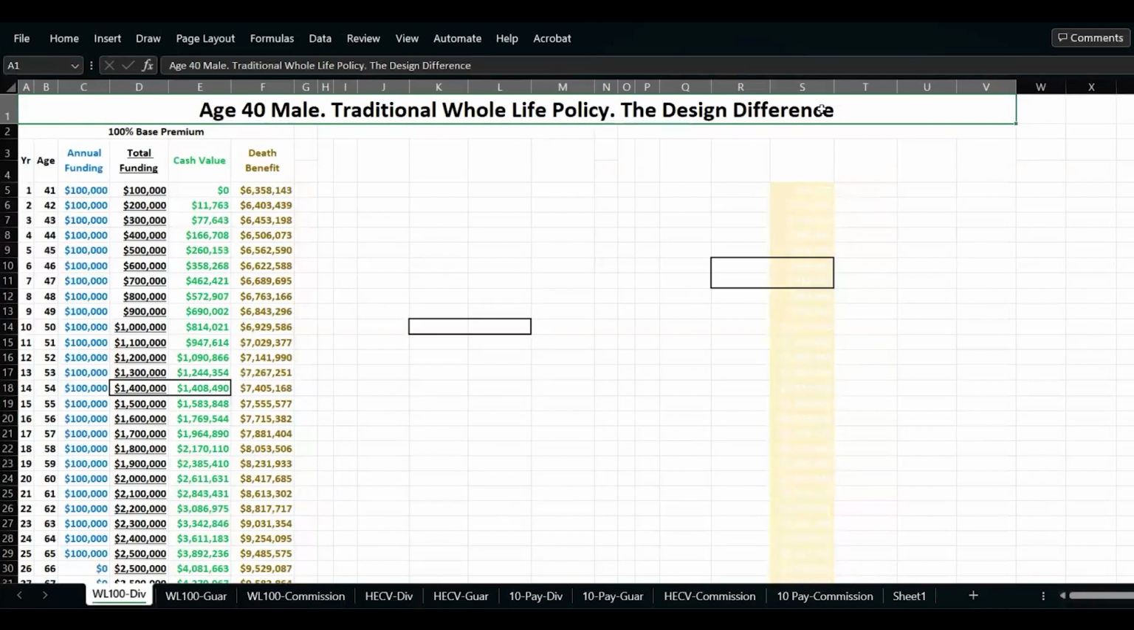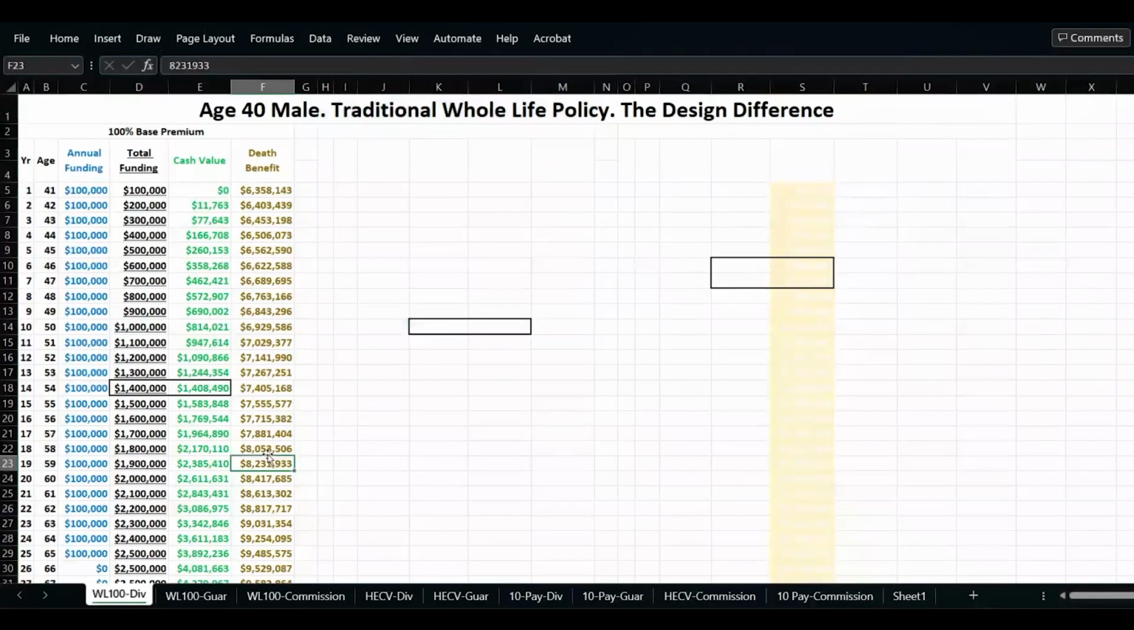What's circled here or boxed in these borders is your break-even point. So you see, year 1, you paid in $100,000, you have 0 to show for it. By year 14, you've paid in $1.4 million. You have just over $1.4 million in cash value. That's your break-even point.